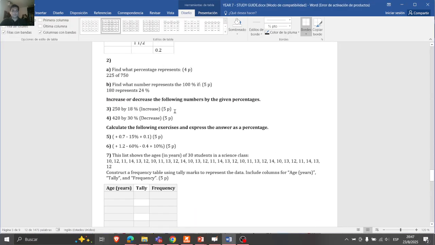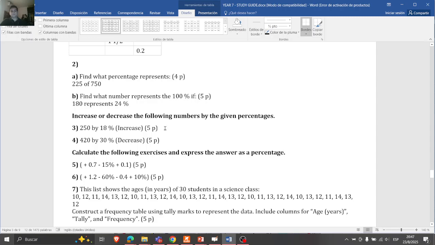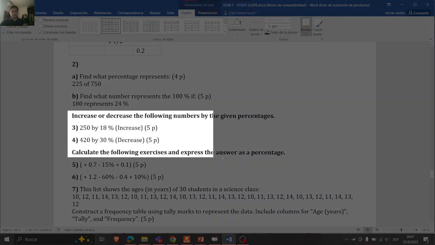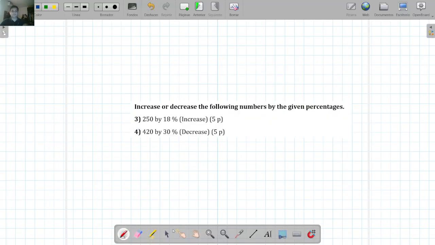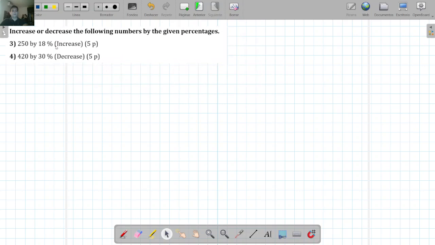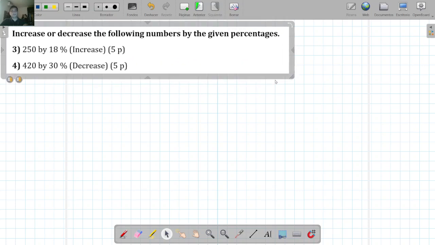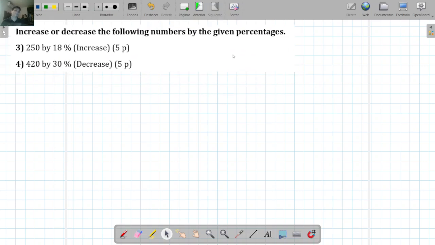Okay, we have to increase or decrease the numbers. Let's copy this and let's go back here. Here I'm going to teach you the easiest way to do it. If you have a different method, Marcelo Cortez, that is for you. If you have a different method, of course you can do it.